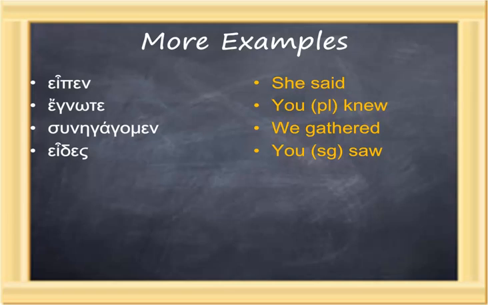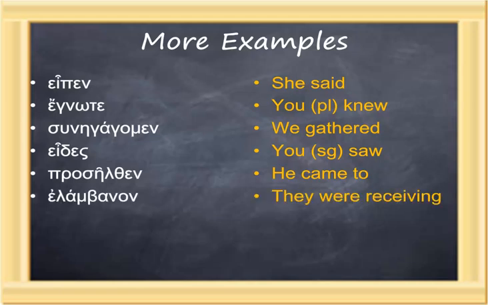Eides is the second person singular of the second aorist from horao, you singular saw. Proselthen is the third person singular from proserchomai, it's the second aorist in form, he came to or toward something. Elambanon is formed on the present stem, and so it's an imperfect. They were receiving. Could also be, hypothetically, I was receiving. Eiserchometha is a present middle deponent. We are entering.